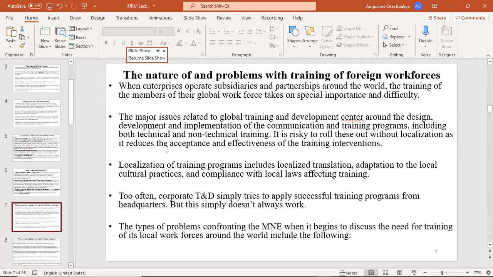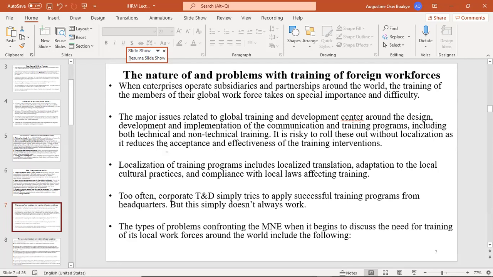So we are saying that some of the major issues that confront global T&D usually hover around how these training programs are developed, how they are designed, and after design, how they are also developed and implemented, and the sort of language used to communicate the training interventions, and so on and so forth.